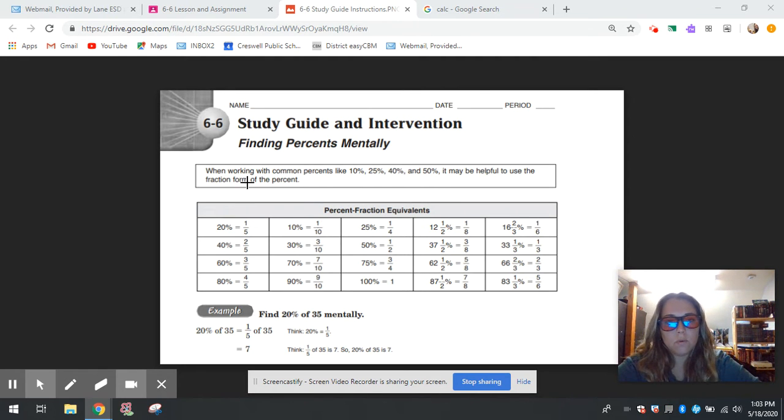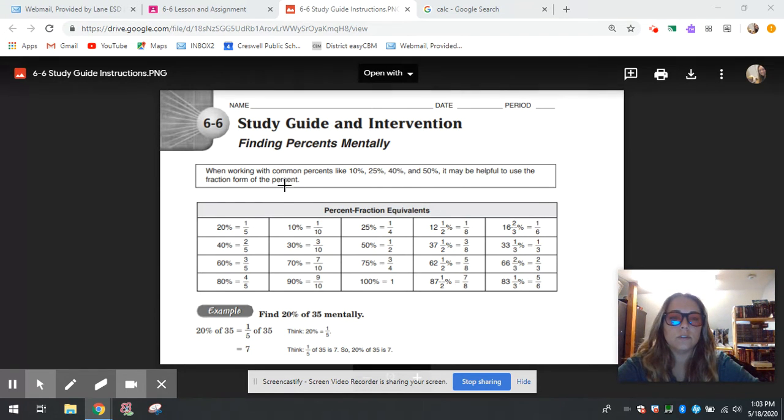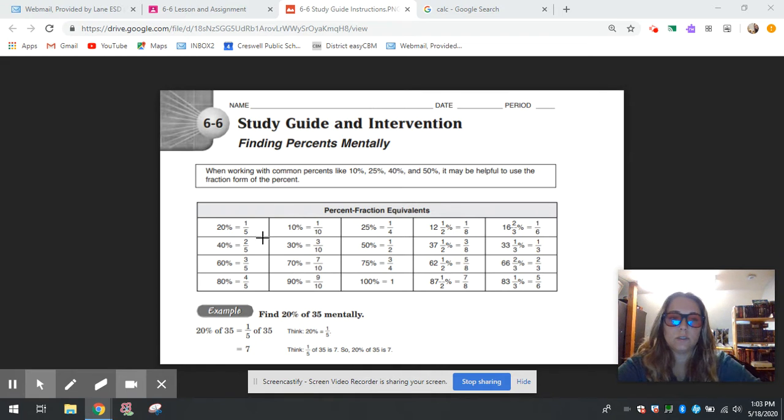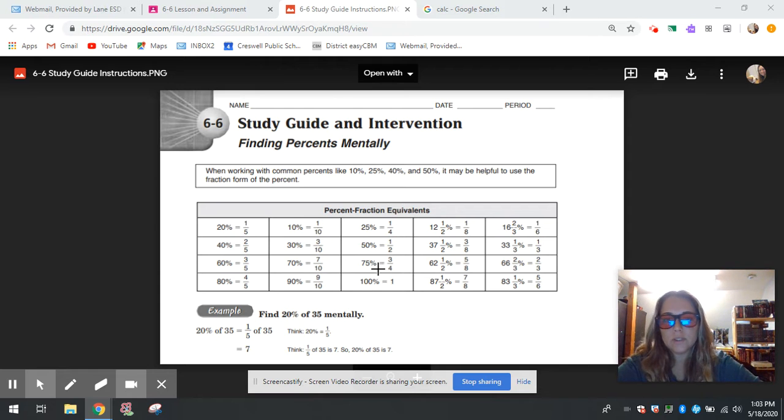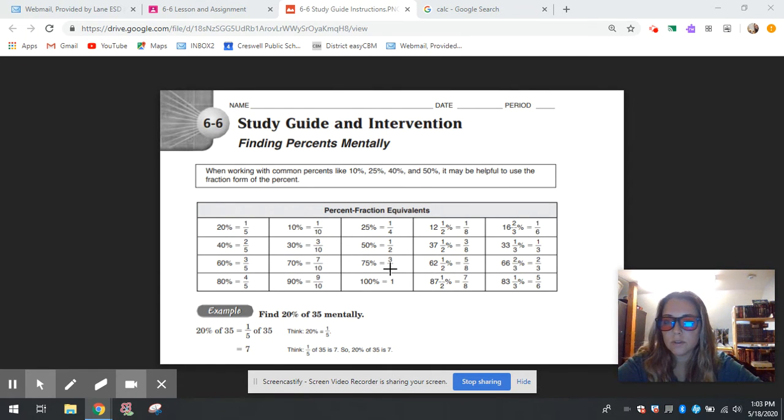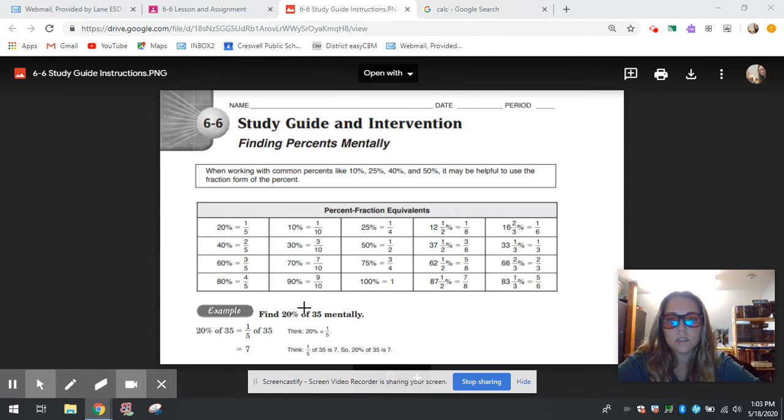So the instructions say when working with common percents like 10%, 25%, 40%, and 50%, it may be helpful to use the fraction form of the percent, and it's provided all of these fraction conversions. So if you know that 75% is 3/4, you might not be able to figure out what 75% of a number is, but you might be able to think about, well, I know that something's 3/4 of that number. So there's just a couple of options when you're thinking about percents. So these are all here.